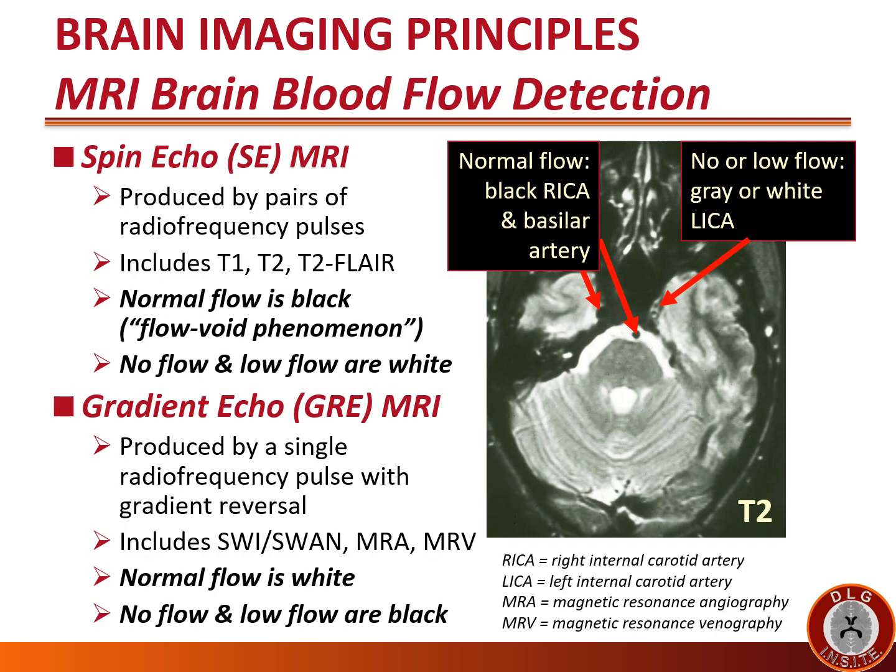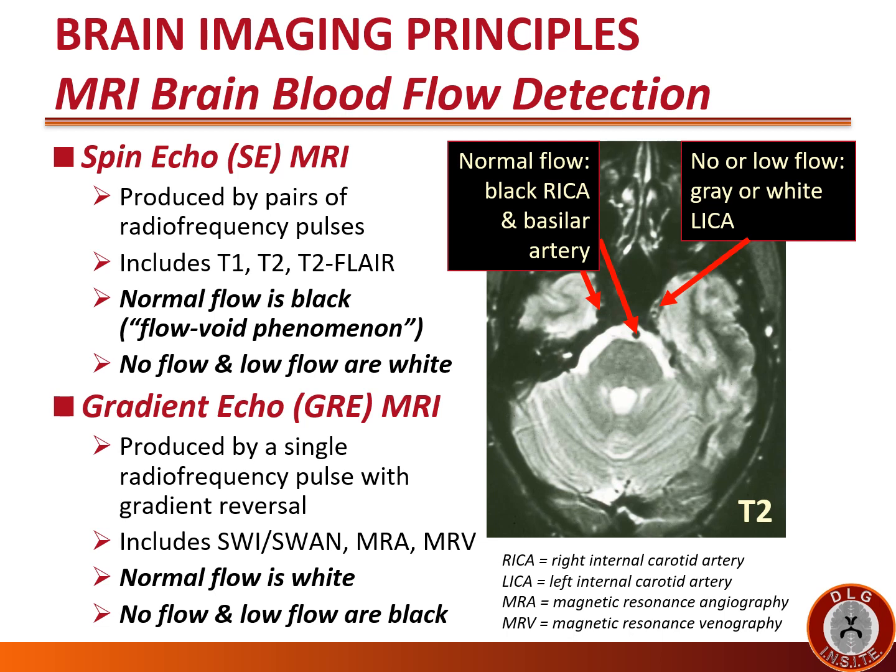MRI brain shows parenchymal lesions better than CT scan and also can detect blood flow, unlike CT scan. On spin echo MRI, which is produced by pairs of radiofrequency pulses and includes T1, T2, and T2 FLAIR, normal flow is black, and that is called the flow void phenomenon. No flow or low flow are white.